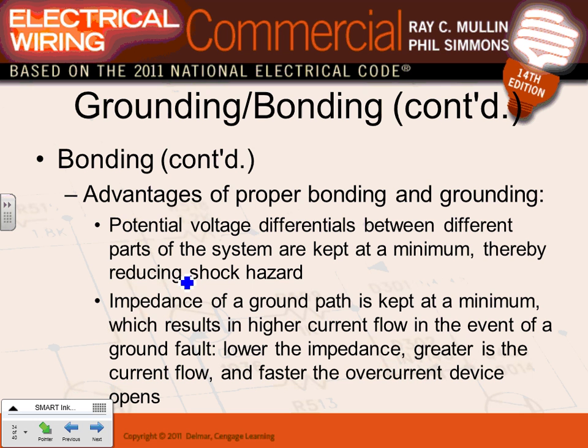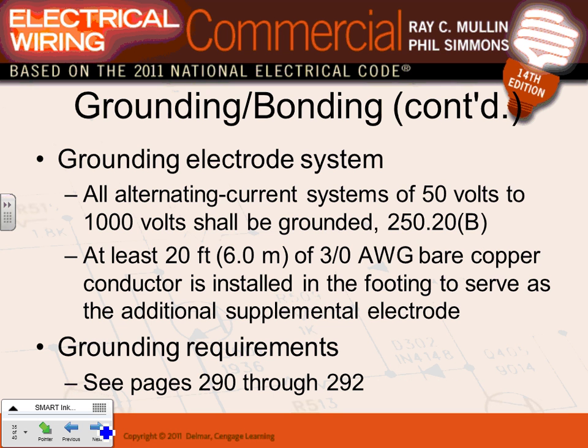Shock hazard. The reason why we do the bonding, guys, is to put them at the same potential and have low impedance to the ground to facilitate the operation of the grounding electrode system. The code requires the following. Grounding electrode system: if alternating current is over 50 volts, the system has to be grounded with some exceptions. So if you have a system higher than 50 volts up to 1000 volts, you have to ground it. 480/277, 208/120, 240/120, with some exceptions.